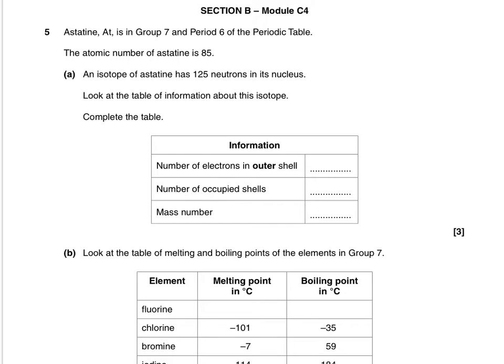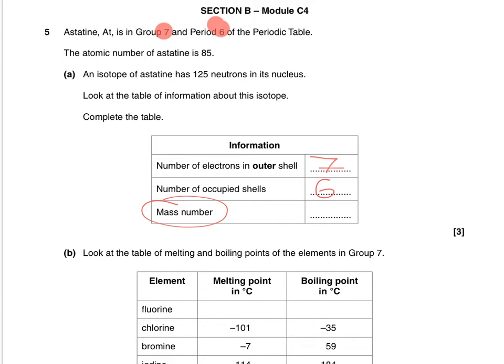So, step 1. How many electrons does it have in its outer shell? Well, that's easy because it's in group 7, so therefore it has 7 electrons. Number of occupied shells, again, that's easy because we know it's in period 6, and so therefore it has 6 occupied shells. Little bit trickier with what the mass number is.